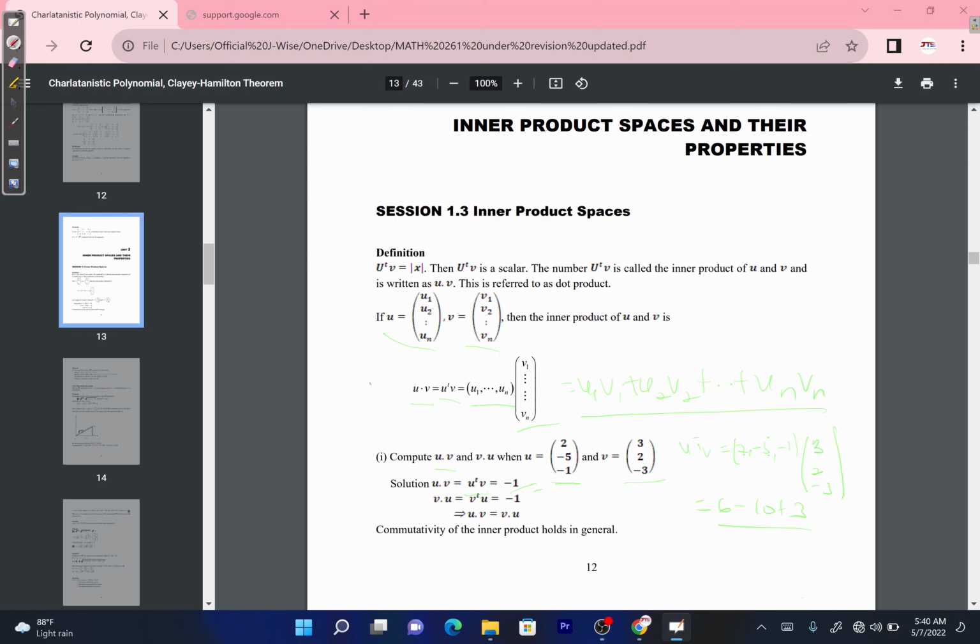Then v dot u, when you solve that, is given by v transpose u. When you simplify, you get -1. So this means that inner products are commutative, or in other words, commutativity of the inner product holds in general.